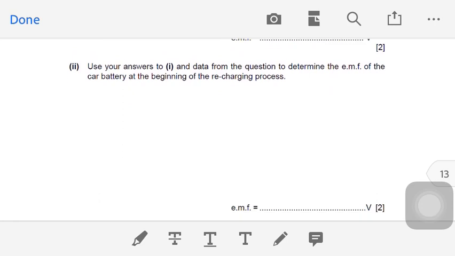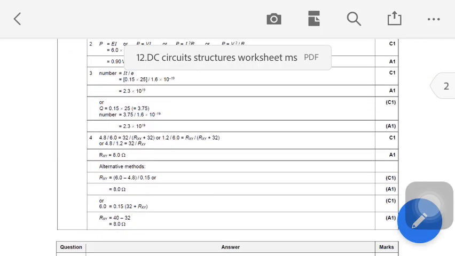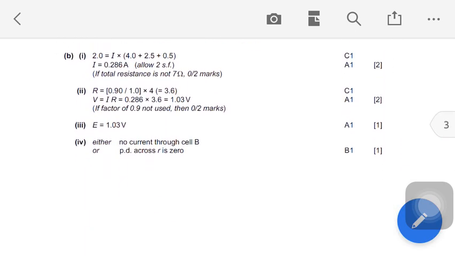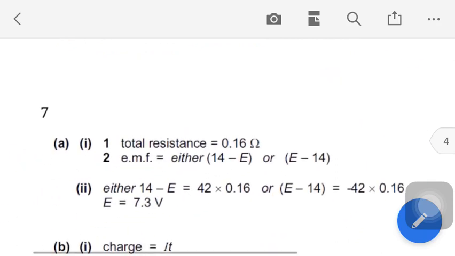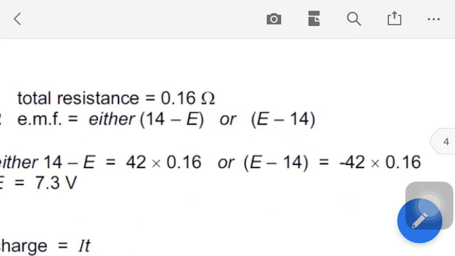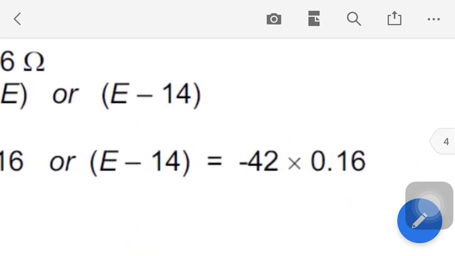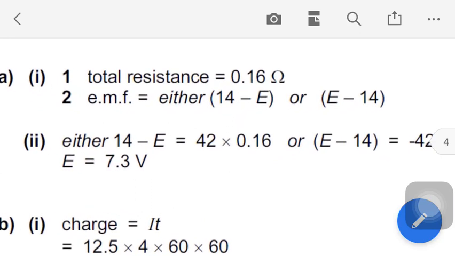You are applying V equals IR to the circuit, Kirchhoff's second law, to find the EMF of the battery. The mark scheme accepts both, but the second method is correct in its application, though not very logical. So you can go either 14 minus E or E minus 14, but if you're going E minus 14, you have to give a negative for the current. But if you're going 14 minus E, sticking to the logic, then that's easier. Okay.